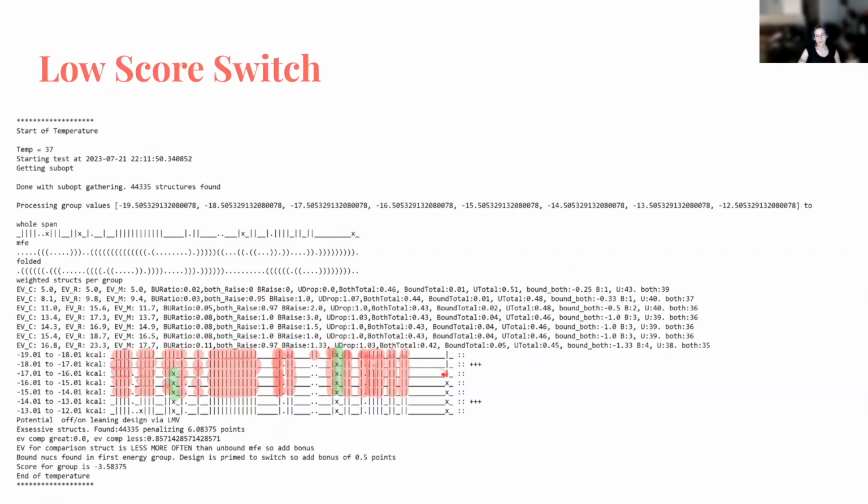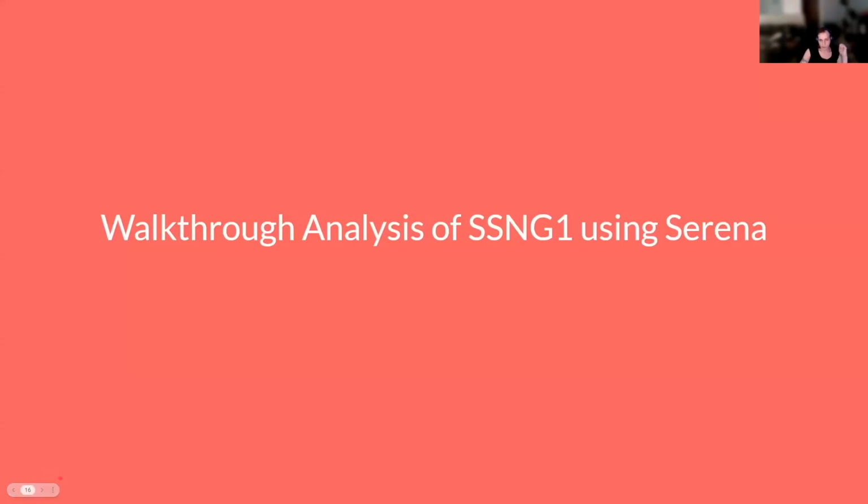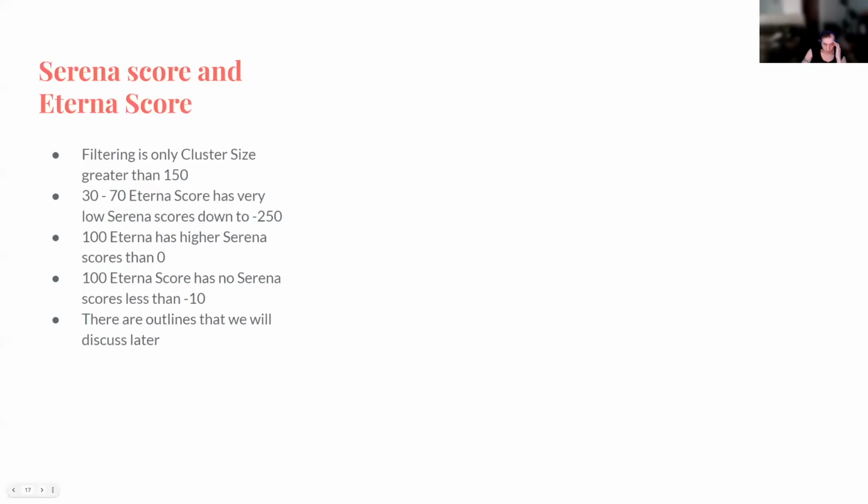Low scoring switch, you don't have any of that here. There are no transitions. This is just a single. This isn't going to fold. This is not going to switch, and you see a low score. And I got these ones actually, I don't have the design numbers on here, but I'll show you in the next slides. This is actually pulled from where this one had a low score, and this actually matched a low score in the Eterna data, and this matched a high score in the Eterna data as well. So, a walkthrough analysis of same state NG1 using Serena.